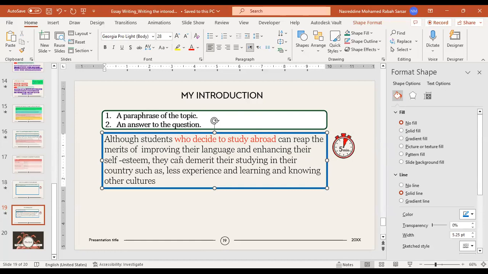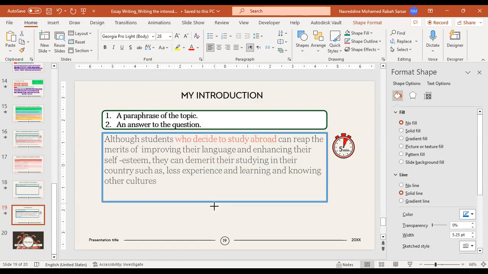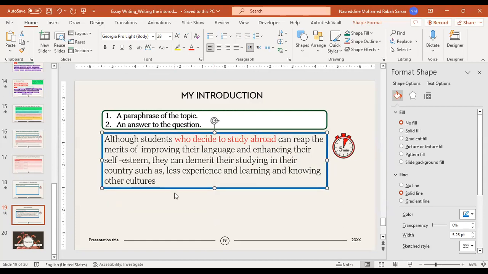Now here they can demerit. Here we should not use this verb. They're studying in their country such as less experience. Here you see the ideas are not clear, so I couldn't correct them. The person who wrote this, what do you mean by this? Can you explain yourself so that we can rephrase them in good English?